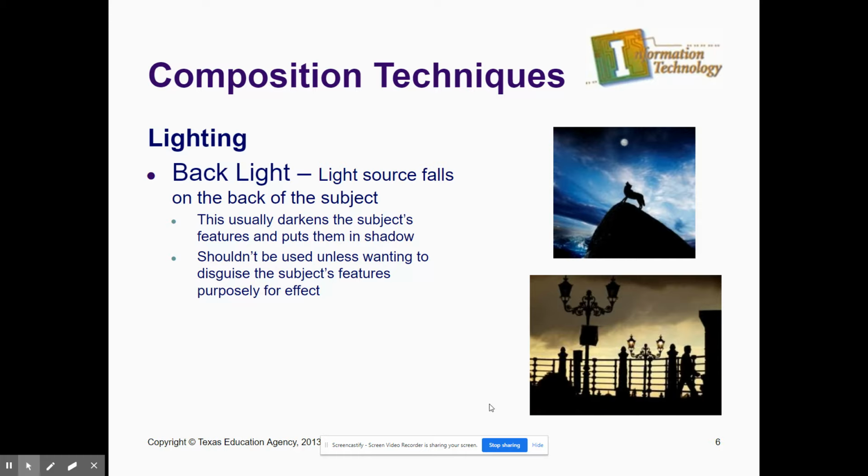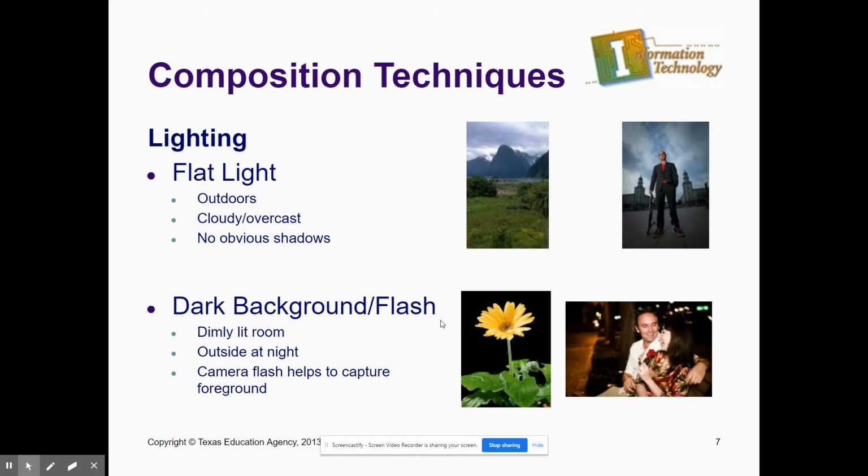Now, this is also a popular picture when women are expecting, or pregnant. They'll take a picture like this in front of their window with that backlight, and they'll turn to the side and let their silhouette show their belly with the baby and all that. So that's another popular picture, but it can create some really cool effects like these. Okay, and it said it shouldn't be used unless wanting to disguise the subject's features purposely for effect. Yeah, because it's going to darken them out.